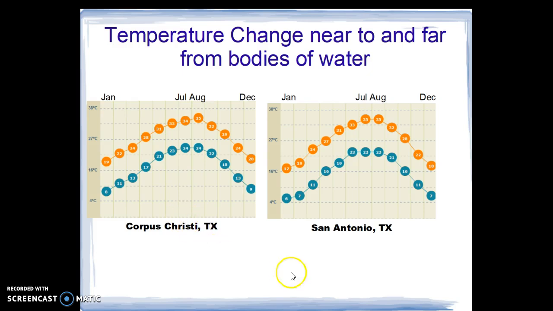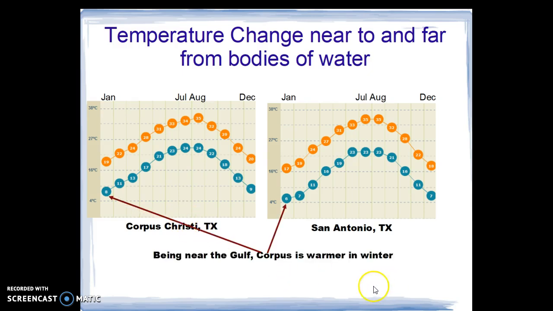However, if you look carefully, you see that Corpus Christi is warmer in the wintertime than San Antonio is because it's on the water. And in the summer, it is cooler than San Antonio because you have that heat sink, the water, large body of water, right close to the land. So even though it's more south than San Antonio, Corpus Christi is cooler in the summer.